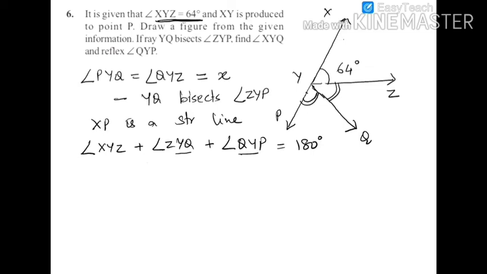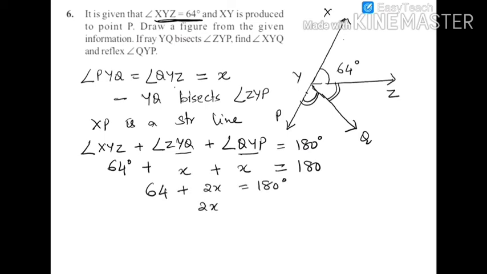Use the information given in the question. Angle XYZ is equal to 64. ZYQ and PYQ is X. So substituting X in place of them, we get 64 plus 2x equal to 180 degrees. Solving this equation, we get x equal to 58.